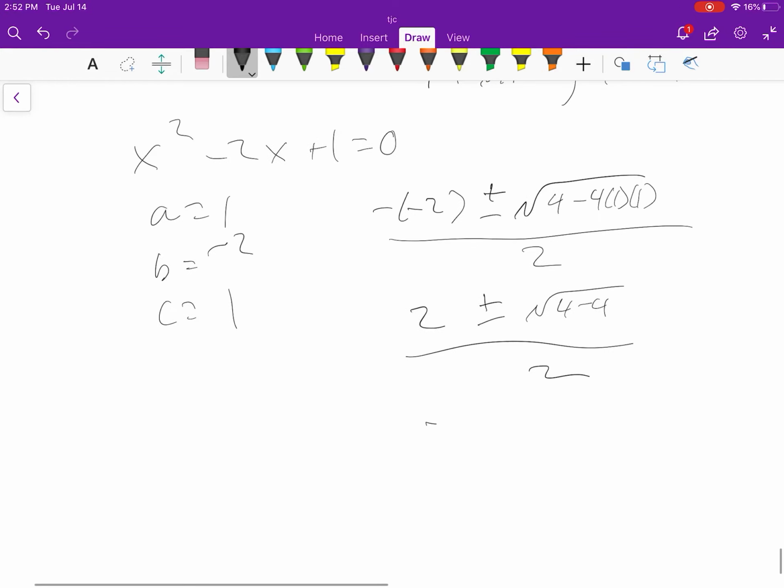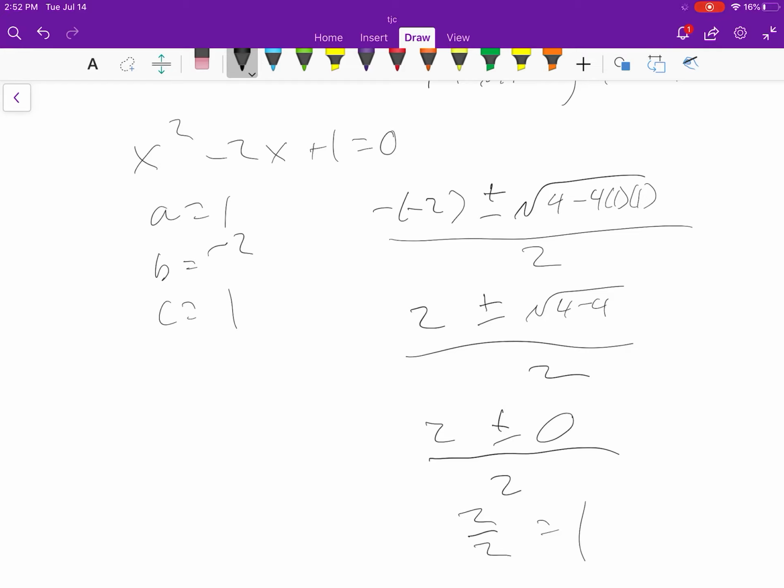Okay, so here is 2, plus or minus 4 minus 4 over 2. What's 4 minus 4? 0. So you're going to have 2 over 2 plus or minus 0. Plus or minus 0 is the same thing. If you add 0 to something, it's the same thing as subtracting 0. So this really just reduces down to 2 over 2, which is 1. So you end up with a solution of 1.